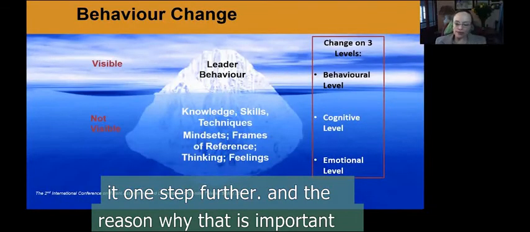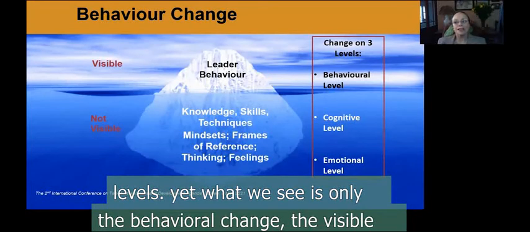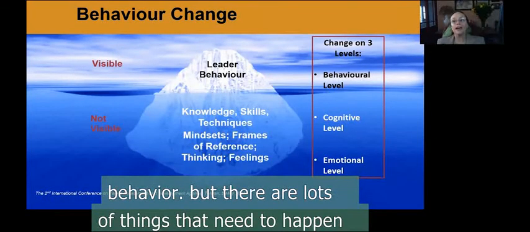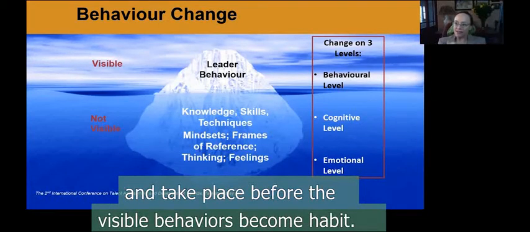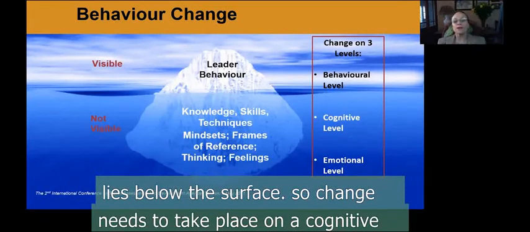And the reason why that is important for me is behavior change needs to take place on 3 different levels. Yes, what we see is the behavioral change, the visible behavior, but there are lots of things that need to happen and take place before the visible behavior becomes habit, before it becomes something that can be sustained. And that is what's below the surface.